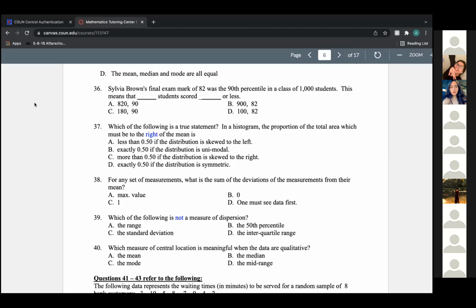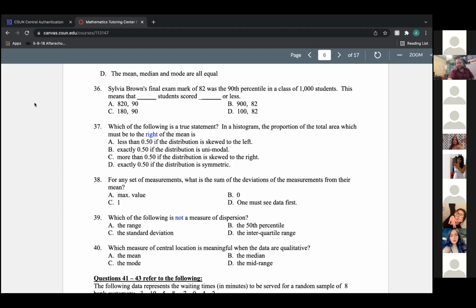C, more than 50% if it's skewed to the right. Well, the same logic as A applies. If it's skewed to the right, the mean is pulled to the right, so it should be less than 50%. But if it's symmetric, then it's exactly 50% left and exactly 50% right, because it has to be a mirror image over itself. So the answer would be D.